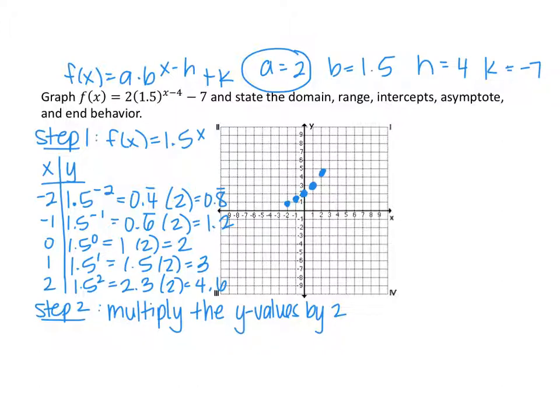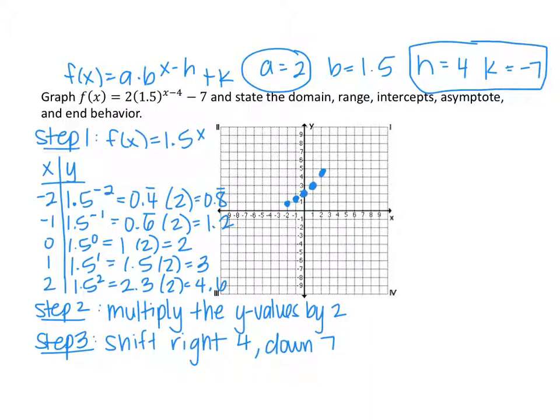Just trying to get a sketch of what this graph looks like. And then finally, my last step is going to be, so step 3. I'm going to use the h and k to shift. So h is the horizontal shift. That means I'm going to go to the right 4. And then k is the vertical shift. I'm going to go down 7. So that means I'm going to go to each of these points one at a time and then just shift them, count over, right 4, down 7.